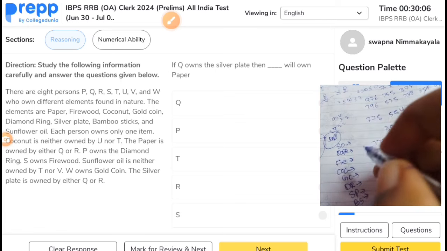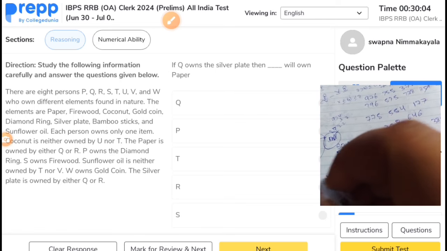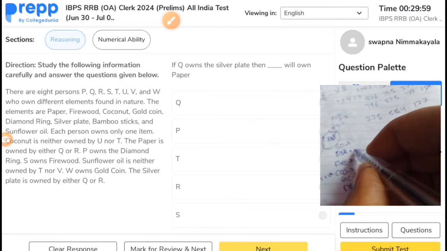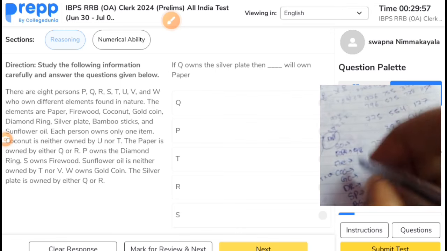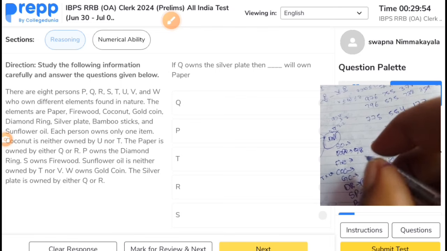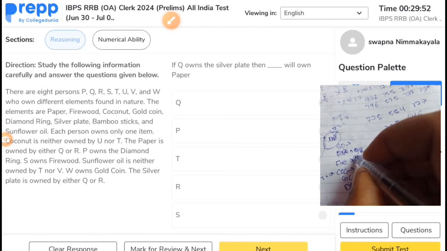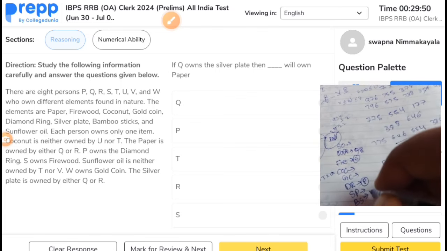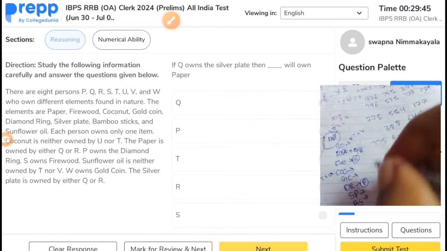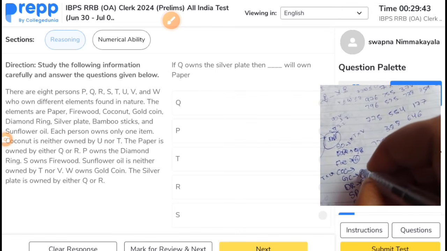So coconut is neither U or T. The paper is owned by either Q or O. P is diamond ring. S firewood. Sunflower oil is neither T or B. W gold coin. The silver plate is either Q or O.